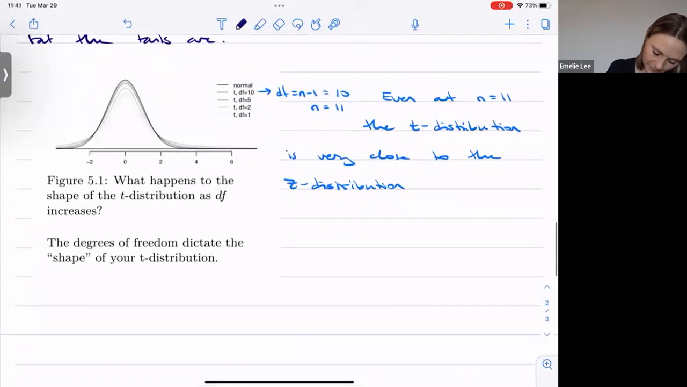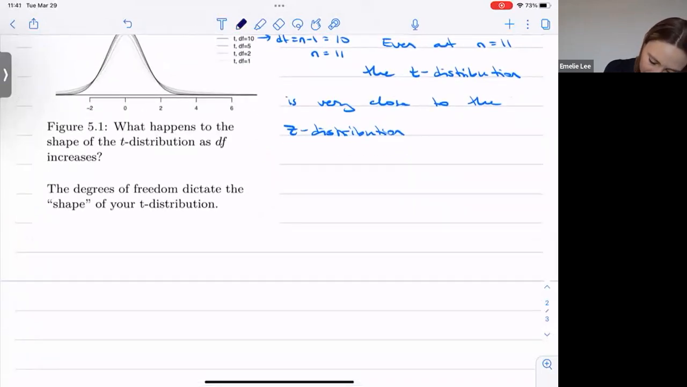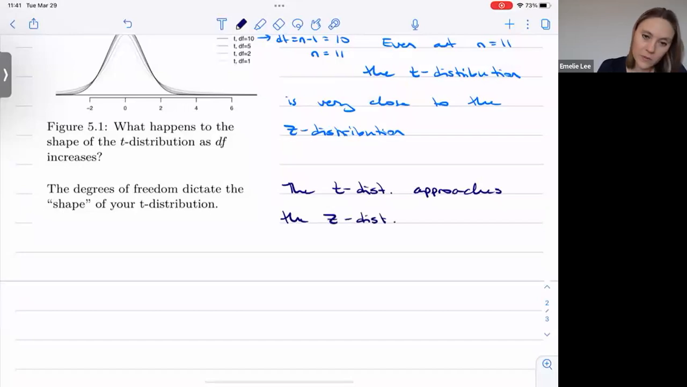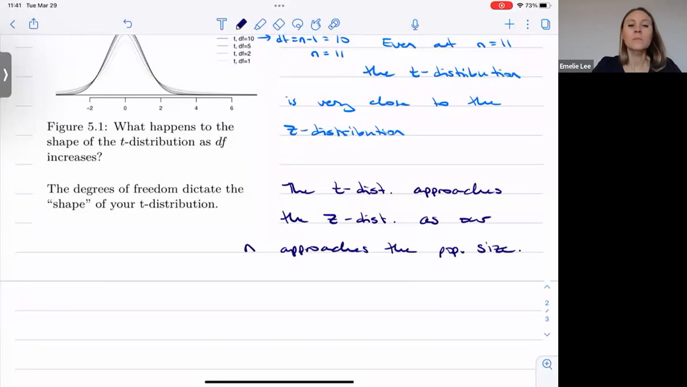So the t distribution approaches the z distribution as our n approaches the population size.